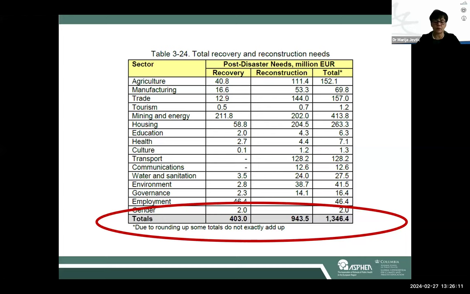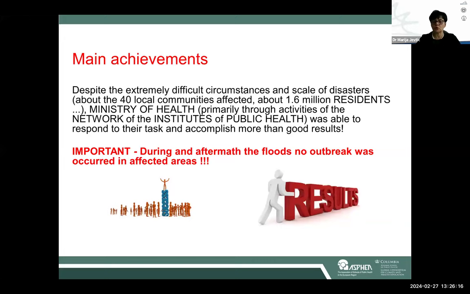Also, regarding the main achievements, it is important to mention that during and in the aftermath of the floods, no outbreak occurred in affected areas, and that is a very important and excellent result.